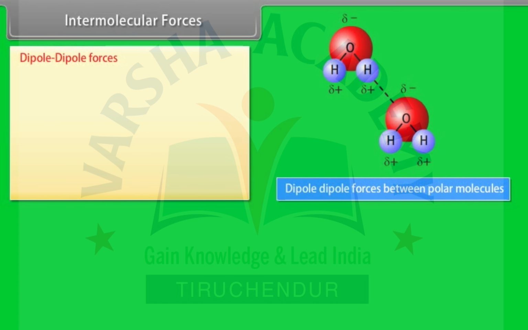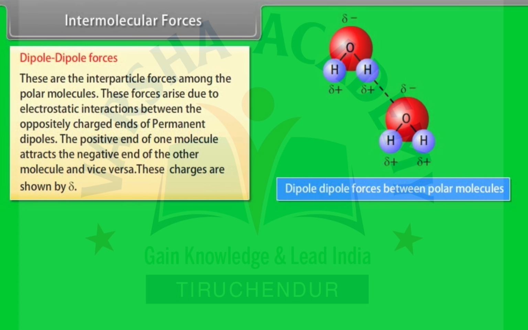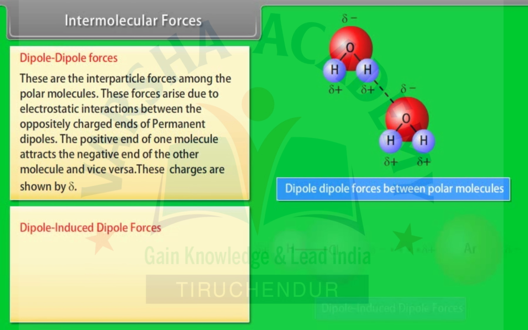Dipole-dipole forces. These are the interparticle forces among the polar molecules. These forces arise due to electrostatic interactions between the oppositely charged ends of permanent dipoles. The positive end of one molecule attracts the negative end of the other molecule and vice versa. These charges are shown by delta.